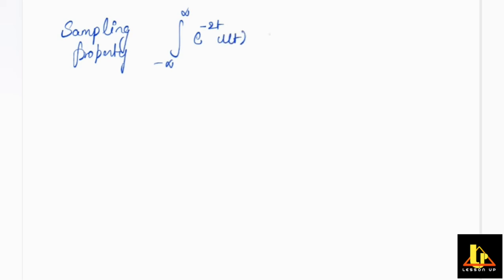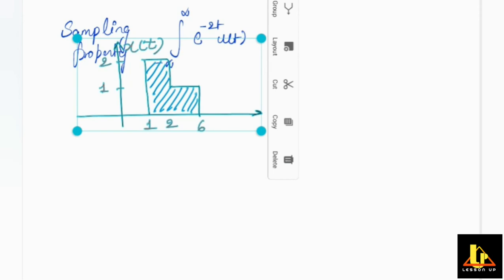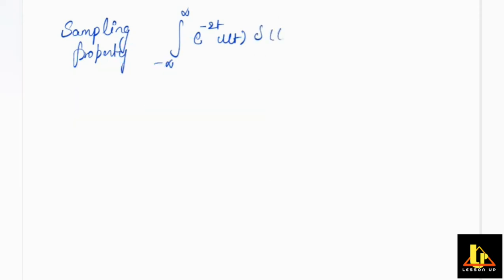Now, as we have seen in the sampling property, what is the sampling property? Integration from minus infinity to infinity of e to the power minus 2t, suppose this is the signal, into delta t minus 2 dt. What did we do? We put t minus 2 equal to 0, so we got t equal to 2, and we put this value of t in the input signal, so you will get e to the power minus 4.